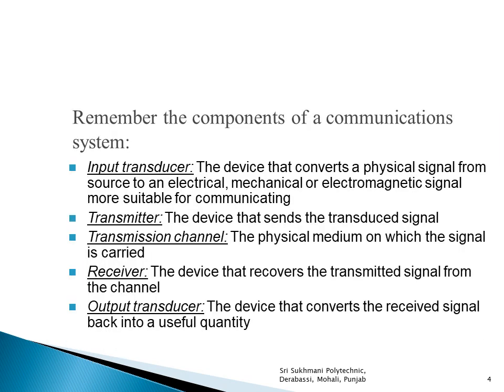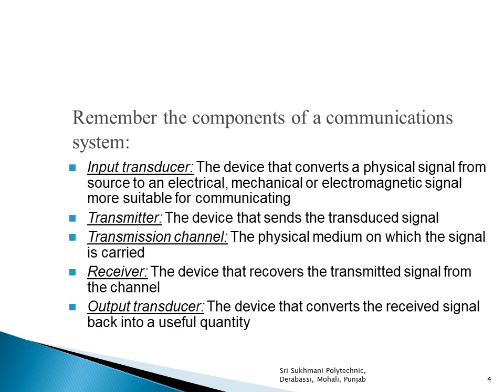So there are various components of a communication system. The first is the input transducer. A transducer is a device which converts a physical signal to an electrical signal. For example, it converts my sound to an electrical signal. A thermometer converts temperature to an electrical signal. A camera converts the optical signal or the image signal into an electrical signal. So a transducer is a device which converts a physical signal into an electrical signal.